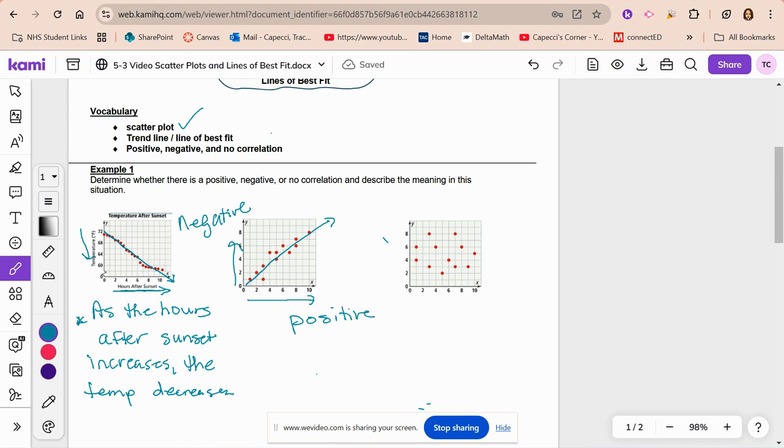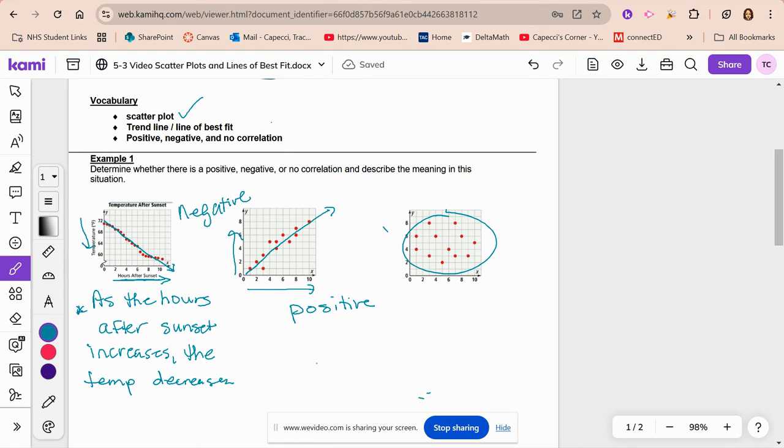Okay, if you look at the last one, there really is no line of best fit or no trend. It's just kind of all over the place. So we're going to say that that's no correlation. They're not related at all.